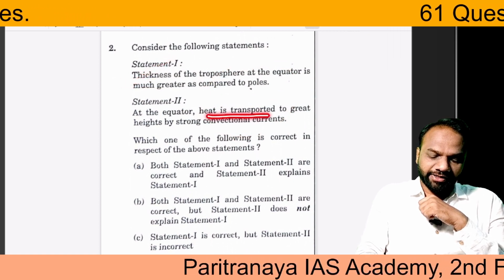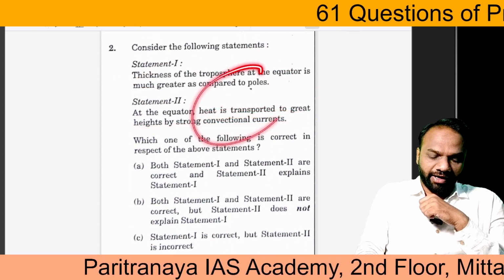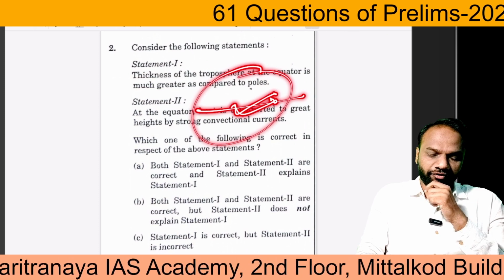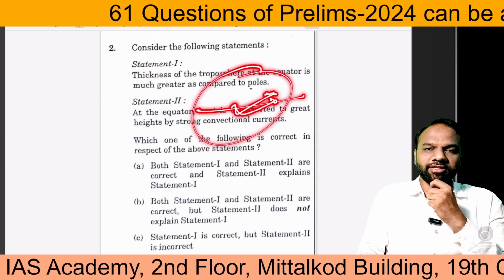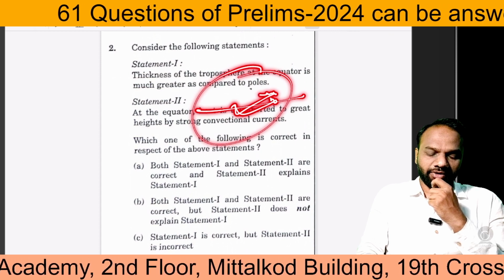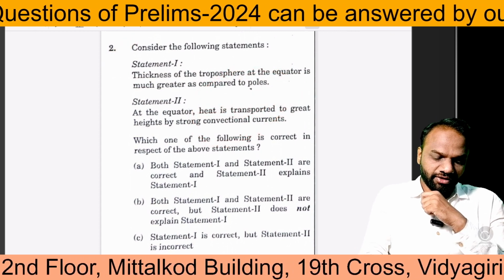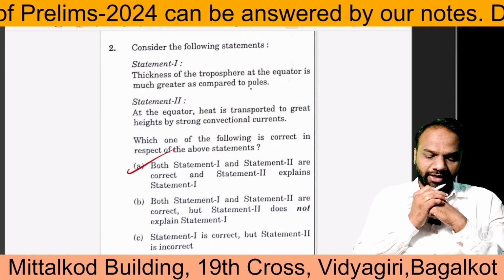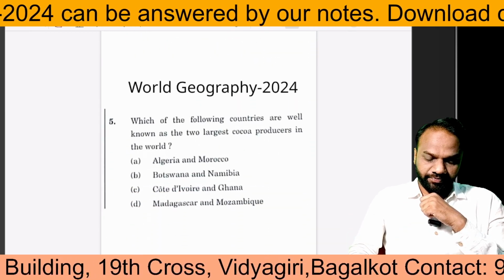At the equator, heat is transported to great heights by strong convection currents. The equator receives a lot of heat, and because of that, convection currents are formed. Hence, this is the reason why the thickness of the troposphere is more here. So the answer for this question is both statements 1 and 2 are correct, and statement 2 explains statement 1.